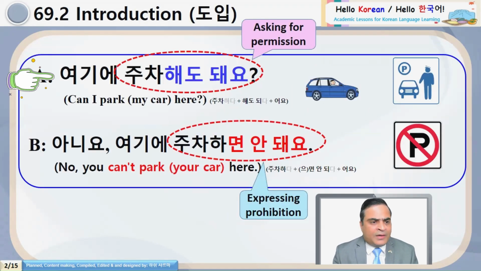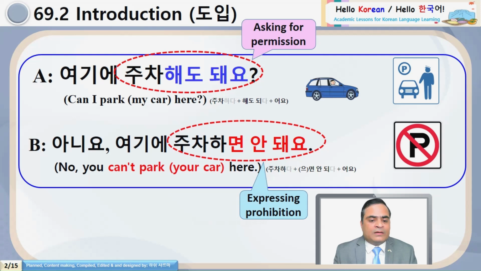See this introduction part here. A says, 여기에 주차해도 돼요? Can I park my car here? B replied, 아니요. 여기에 주차하면 안 돼요. So this eu-myeon andweda grammar we are going to learn, and you can see how practically it looks in a sentence. Again, 아니요, 여기에 주차하면 안 돼요.